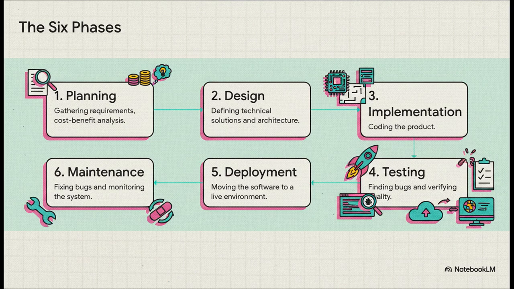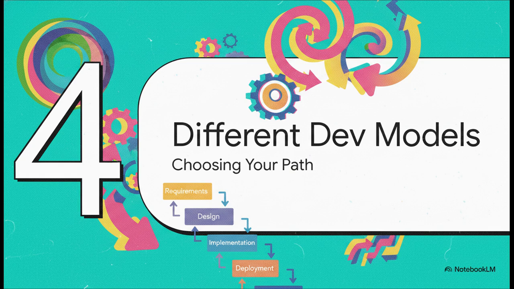The testing phase is, you guessed it, dedicated to finding bugs and making sure everything works as it should. Once the software is stable, it's time for deployment, where it gets rolled out to users. And finally, there's maintenance, which covers ongoing support and updates. Now, even though those steps are pretty standard, how you actually move through them can change a lot. And that's where the different SDLC models come into the picture.